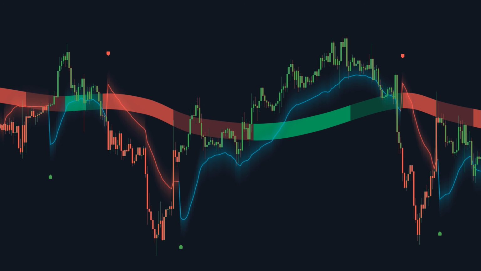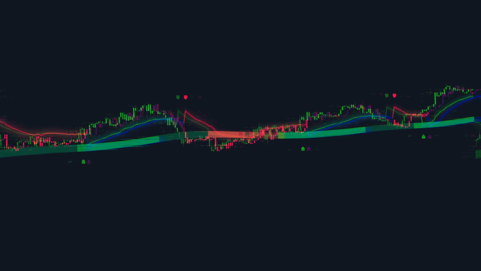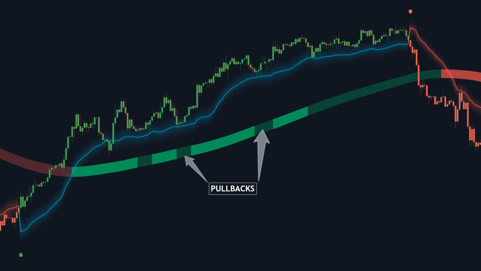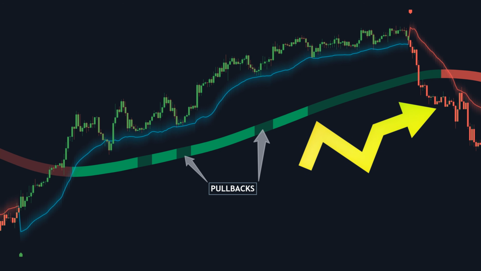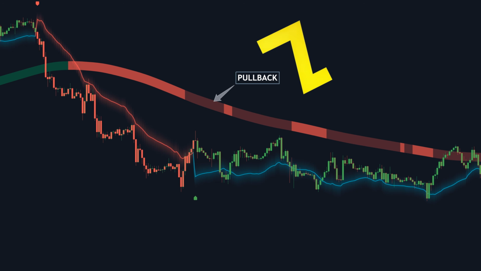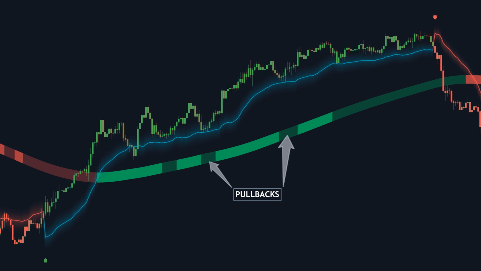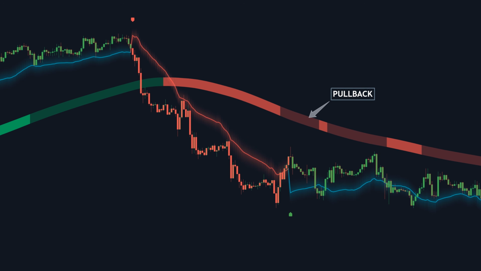We're going to be using the market bias for two things. One, to identify long-term trends in the market, and two, for pullback identification. When the trend ribbon of the market bias is colored green and the price is trading above it, this indicates a bullish trend. And when it's colored red with the price trading below it, this indicates a bearish trend. A pullback within a bullish trend is identified when the trend ribbon changes color to dark green. In a bearish trend, a dark red color indicates a market pullback.